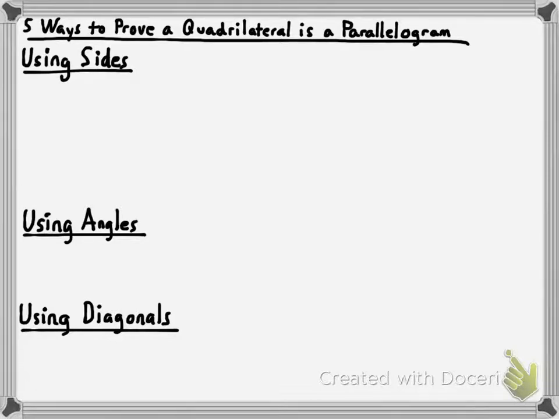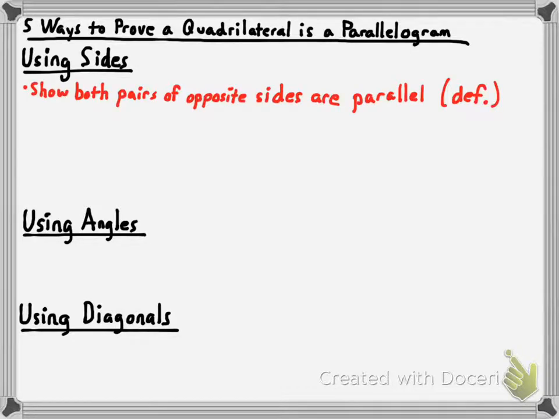Now, for instance, by definition, if you can show that the opposite sides of a quadrilateral are parallel, that makes it a parallelogram. So no question that makes a quadrilateral a parallelogram.